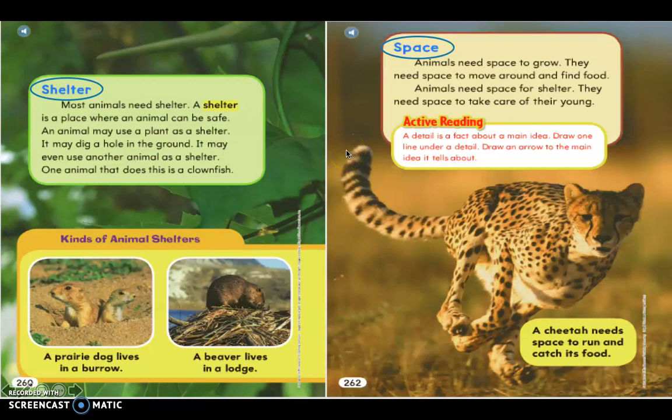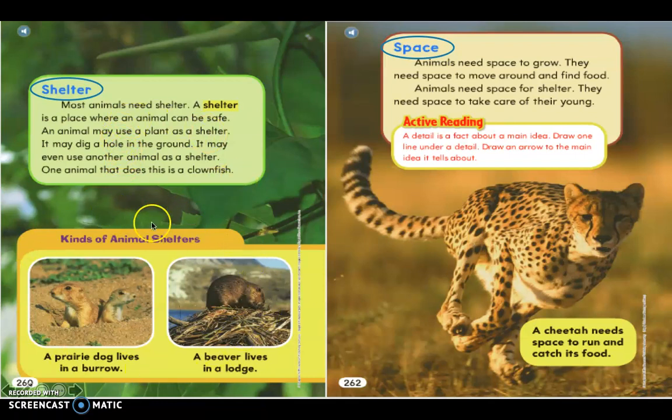In this section, I see that the headings are telling me shelter. And so I must be reading about where animals need to live. Let's see what it's all about. Most animals need shelter. A shelter is a place where an animal can be safe. An animal may use a plant as a shelter. It may dig a hole in the ground. It may even use another animal as a shelter. One animal that does this is a clownfish.